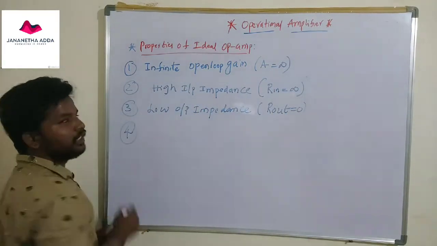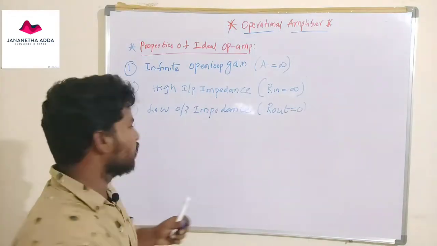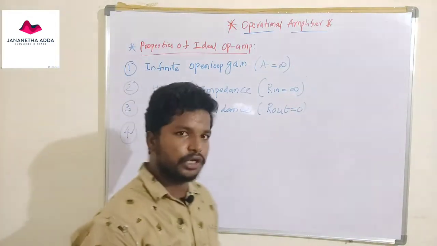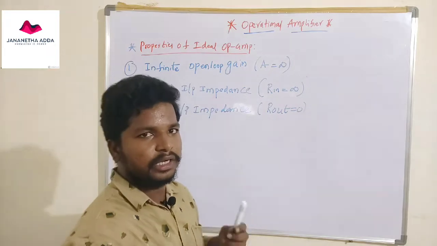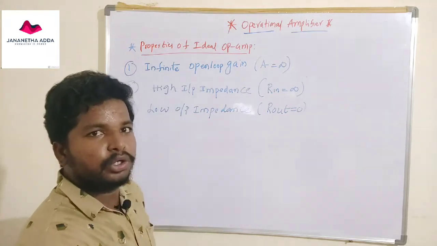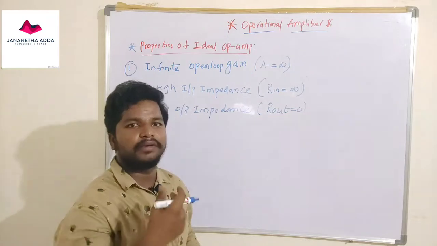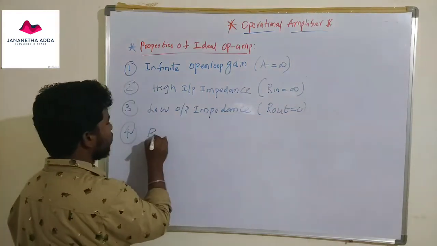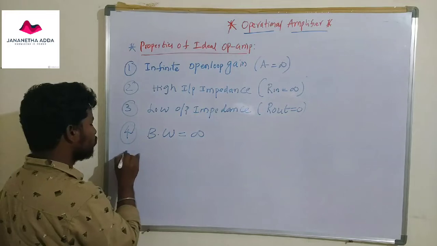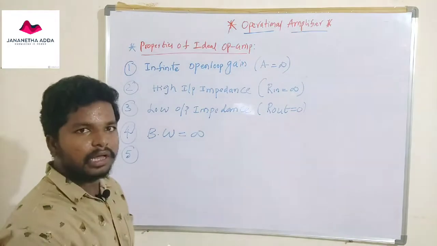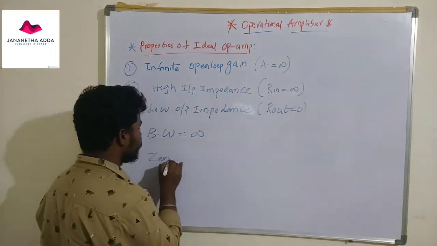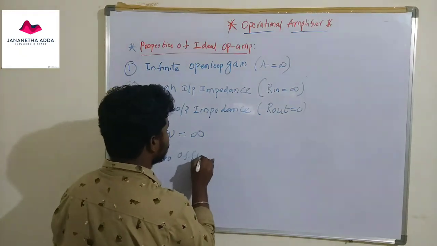The next property: as I said in the introduction, an operational amplifier is a versatile device which is able to amplify signals of all frequencies. So it has a bandwidth of infinity. We also have zero offset.